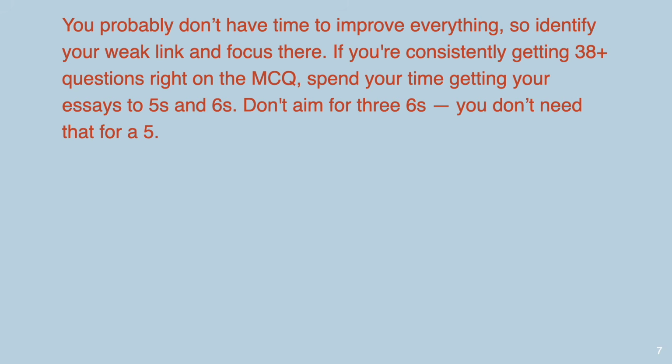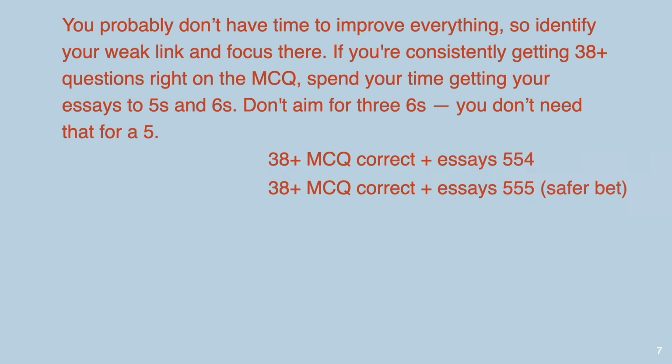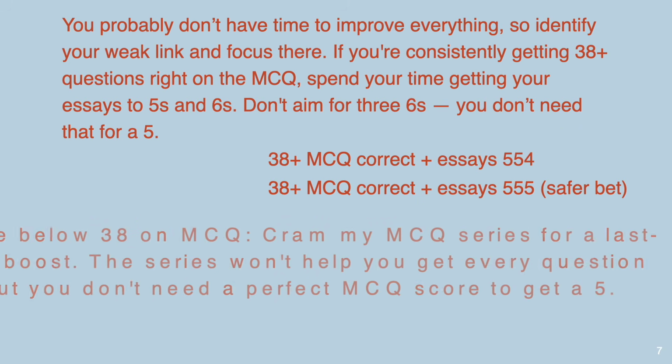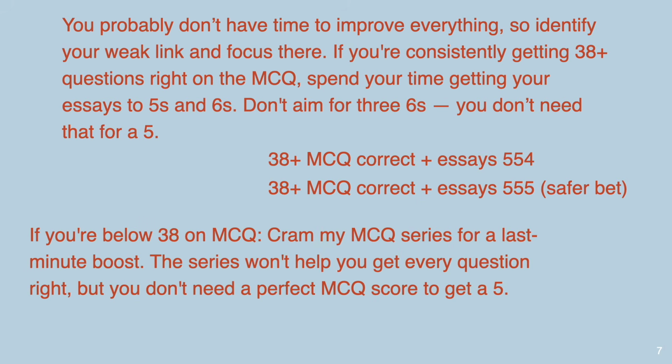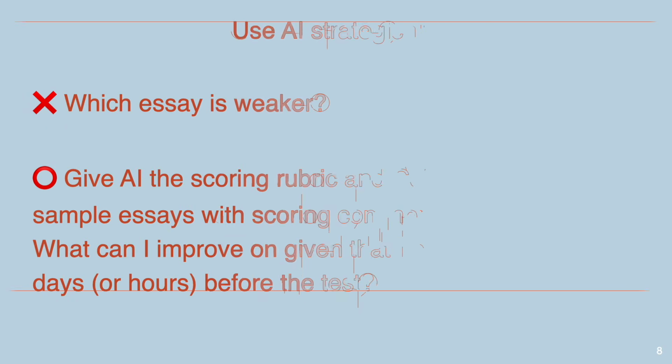Score combinations that have a good chance of getting you a 5 could be 38 plus MCQ correct and your essays are 5-5-4, or 38 plus MCQ correct and your essays are 5-5-5, which is a safer bet. If you're below 38 on MCQ, cram my MCQ series for a last-minute boost. The series won't help you get every question right, but you don't need a perfect MCQ score to get a 5.